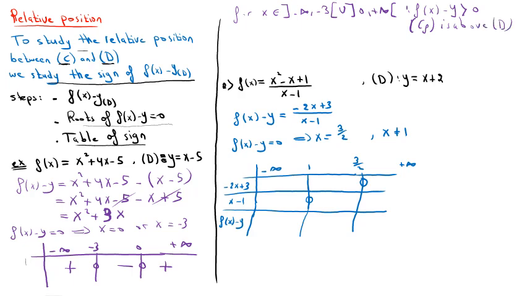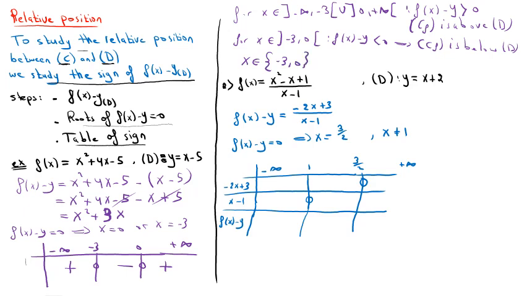And when x belongs to minus 3, 0, we have f of x minus y negative, then the curve of f is below D, and for the roots, where x belongs to the set minus 3 or 0, f of x minus y equal to 0 implies C intersects D.